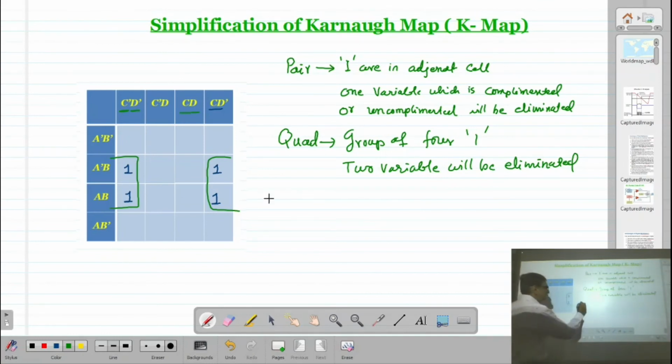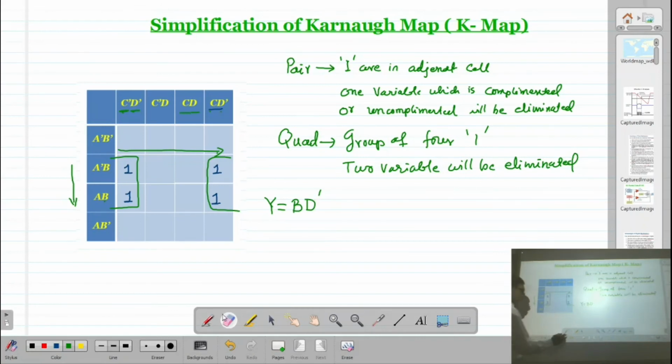Now what will be the expression? So here the expression will be this. If you are moving in this direction, then B is not changing, so it will be B. And when you are moving from here to here, then you can see C prime becomes C and D prime is remaining as it is. So the C variable is changing, so it will be eliminated. But D is not changing, so here it is B into D prime. So this is the expression for a quad.